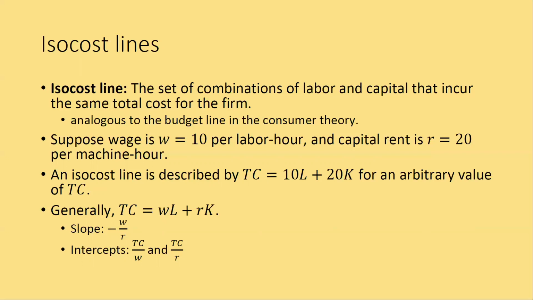And more generally, we write the total cost equals W times L, the wage rate times the amount of labor hours the firm uses, plus R times K, the capital rent rate times the amount of machine hours the firm uses. So I'm writing it down here, but I will show this in the next slide. This iso-cost line has a slope that equals the negative of W divided by R, and the intercepts on the axes are TC divided by W and TC divided by R respectively.